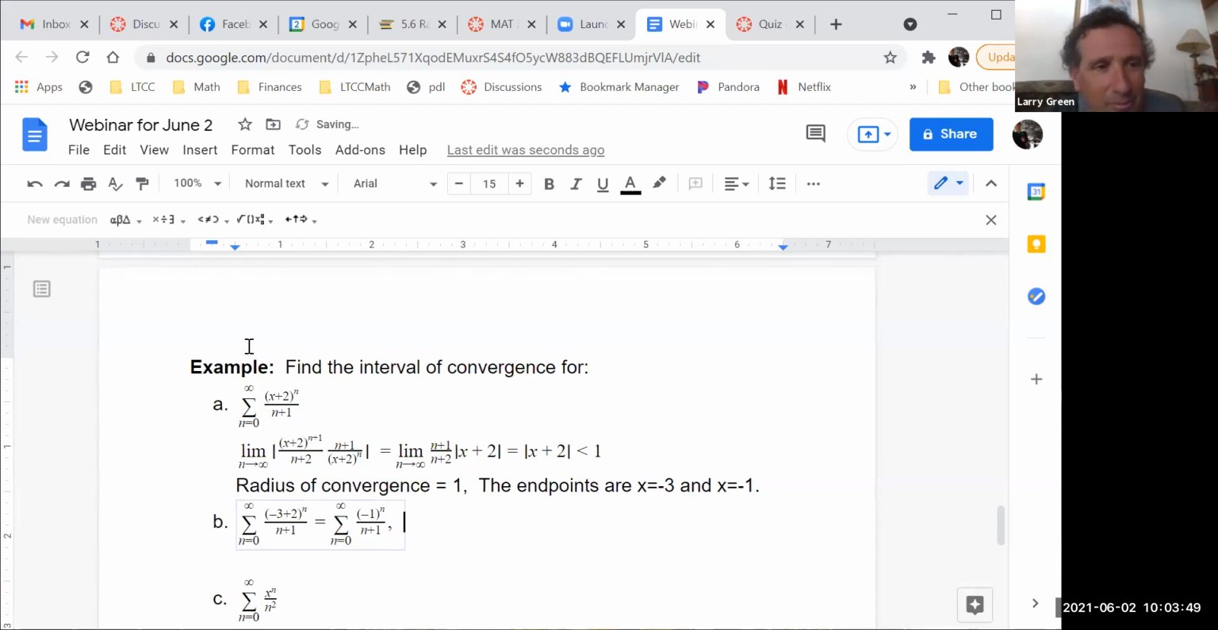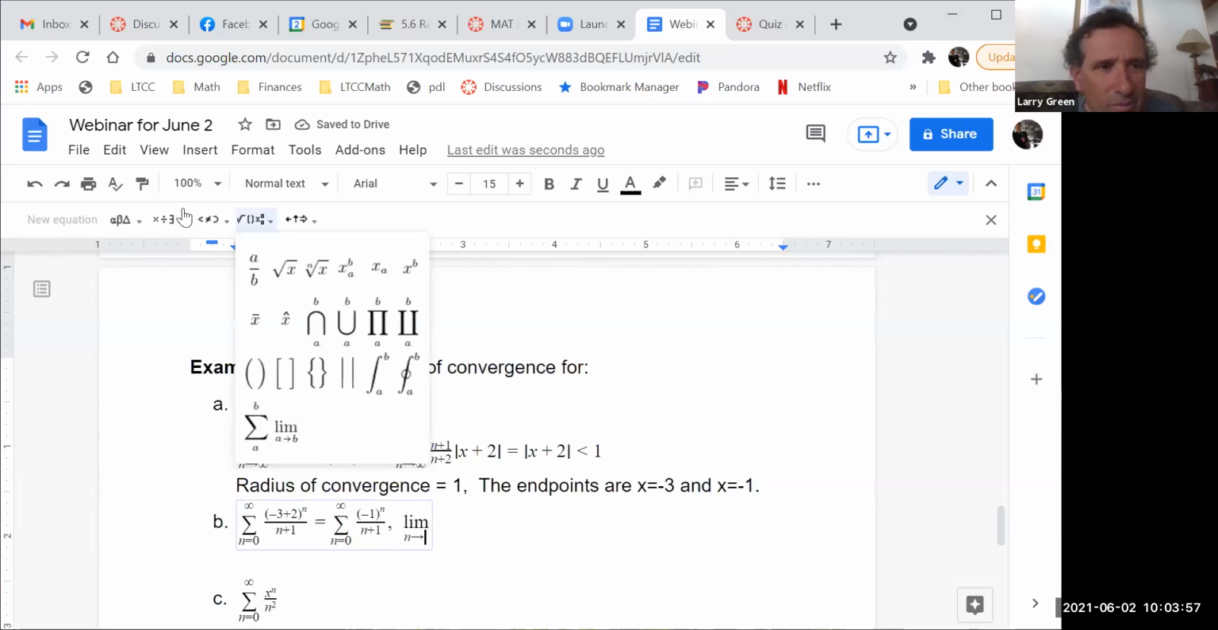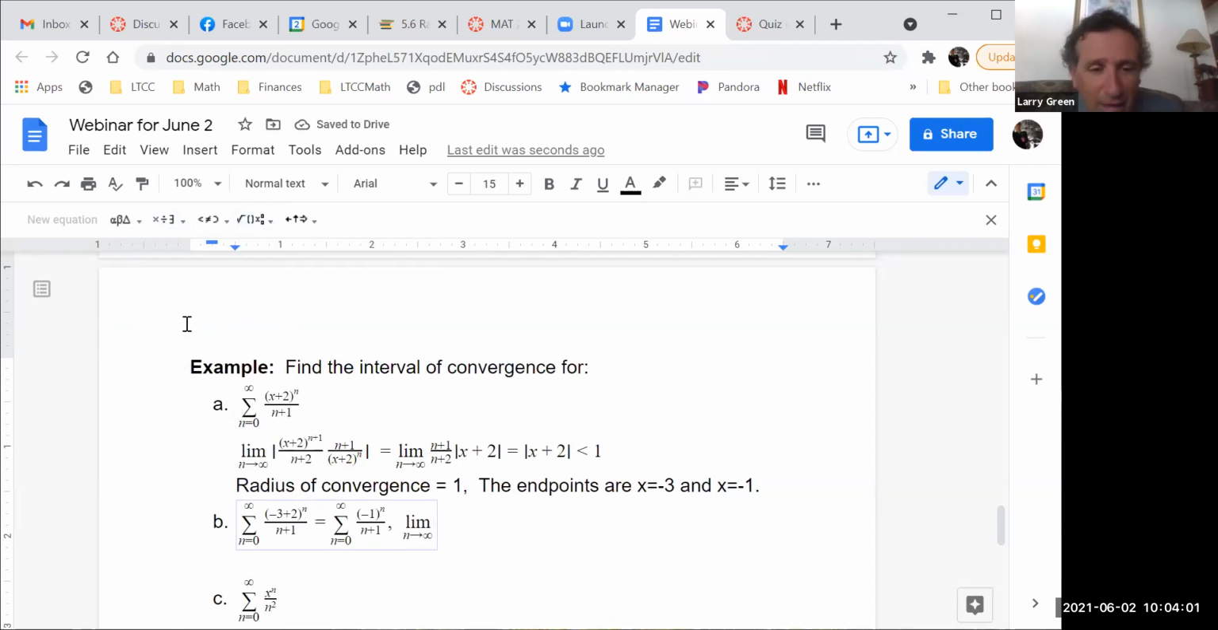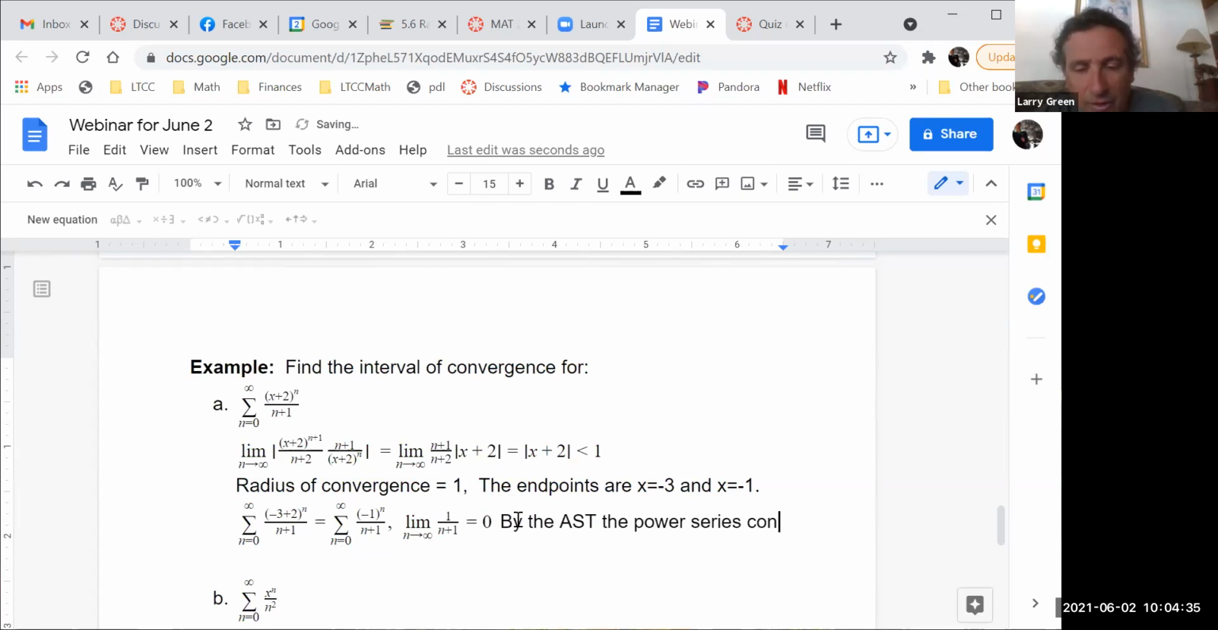So let's take the limit as n goes to infinity of the absolute value of this, which is just one over n plus one. And what is that? Yeah, it's zero. So by the alternating series test, the power series converges at x equals negative three. Any questions on that? Okay, now we'll go on.